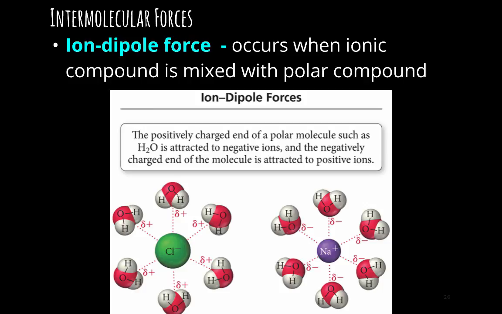So the reason water is so good at dissolving things is because it is polar. It has a partial positive side and a partial negative side. So what happens when you dissolve an ionic compound in water, you can see all the positive sides of the waters surround the negative ion, and all the negative sides of the water surround the positive ion. So it makes it very good at dissolving substances.